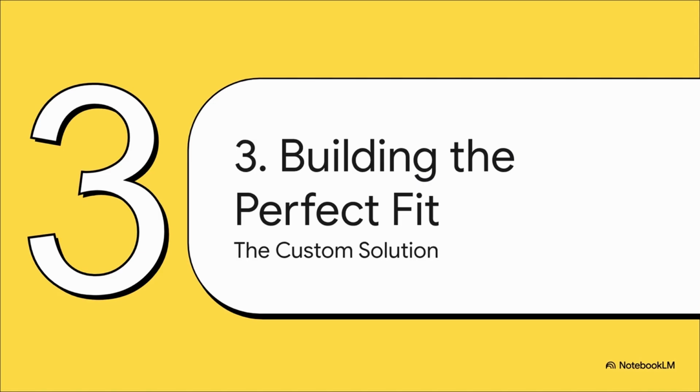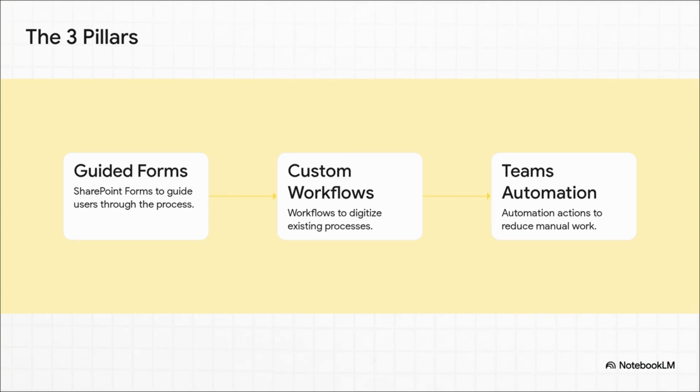So, part 3, building the perfect fit. Instead of changing their process, they decided to build a custom solution, and they built it on a platform their team was already in every single day. Microsoft SharePoint. So how'd they do it? It all came down to these 3 pillars. First, guided forms in SharePoint to make sure all the right information was captured right from the start. Second, completely customized workflows that digitize their exact approval process, step by step. And third, automation in Microsoft Teams to get rid of all that manual back and forth.